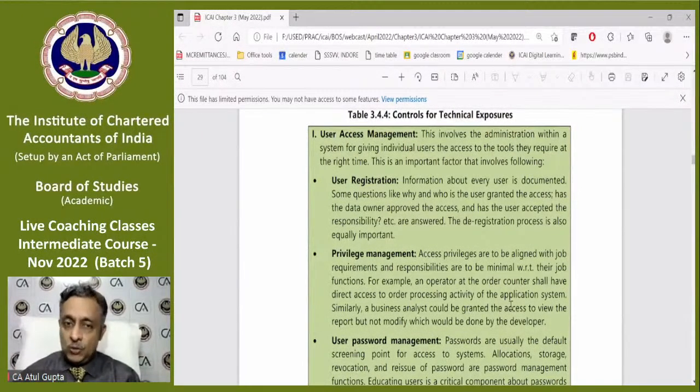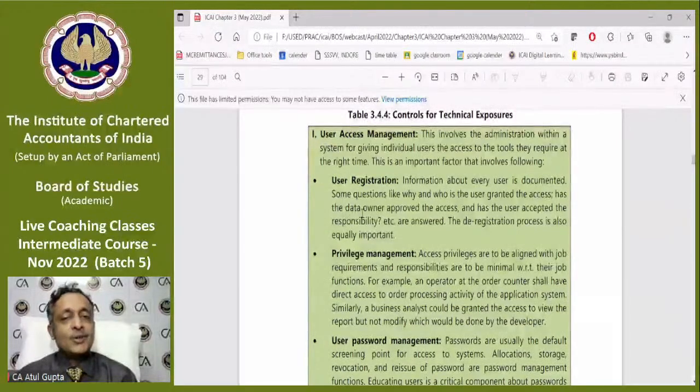Information about the user. Who is the user? Why is he here? What access will be provided? Then a word is there in the paragraph. I am highlighting the word. Just carry this word. This is going to come again.